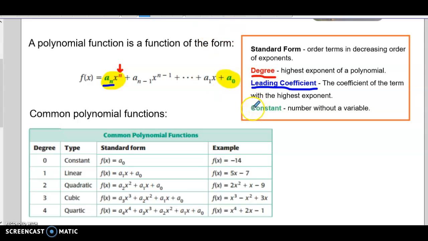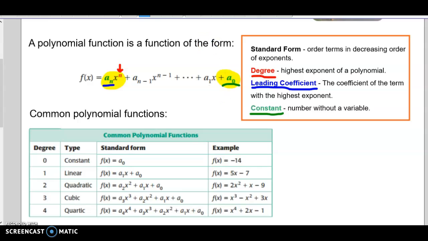And then the last thing that's important is the constant, and that's the number at the end that doesn't have a variable. If there's no constant, that means that number is 0. And what's great about that for polynomials, it's always the y-intercept. So the first term and the last term have a lot of power when describing properties of a polynomial function.